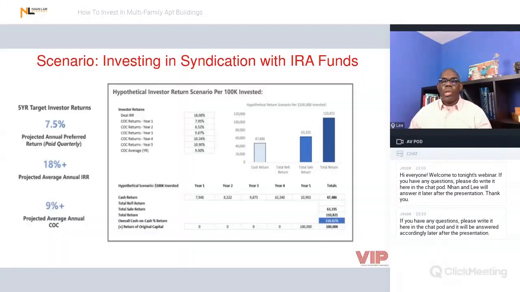So hopefully I was able to give you an idea of how that works. What I also wanted to do is give you an idea of how a syndication actually works. This is going to be the same whether you're investing with retirement funds, so pre-tax, or post-tax. As I mentioned, one of our investment criteria is a preferred return, and what I am showing you is an actual deal.